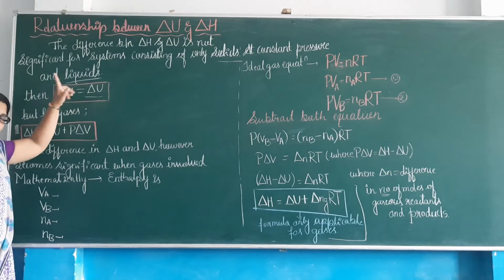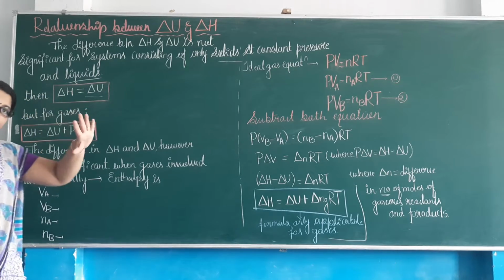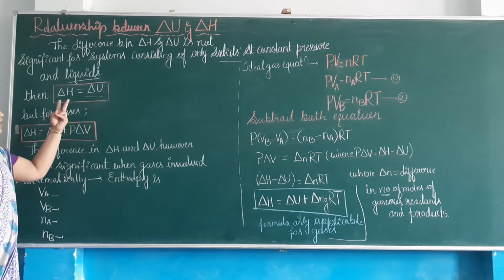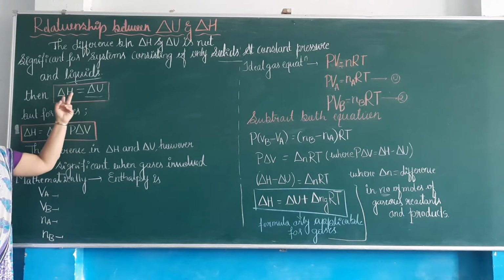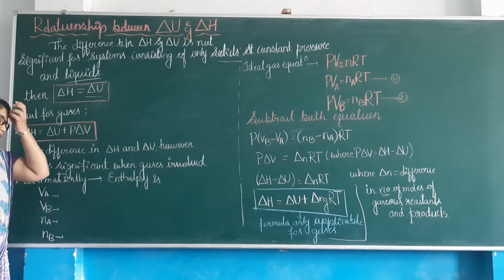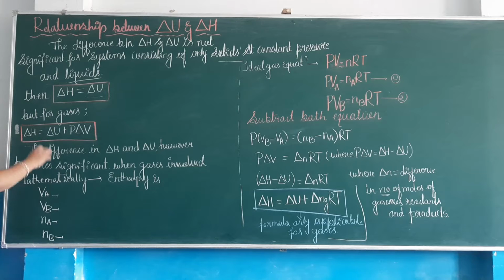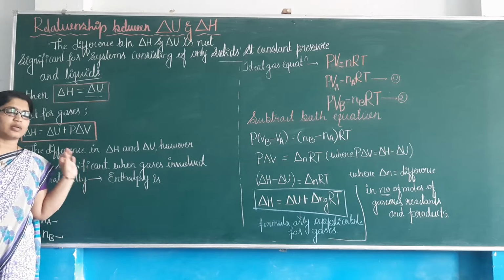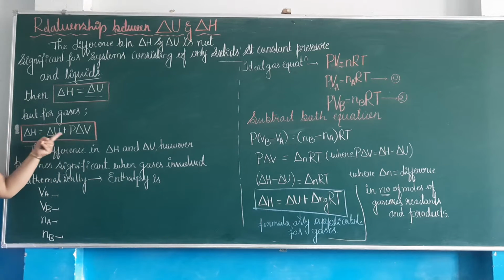So this is the expression we write for solids and for liquids. For solids and liquids, the relationship between delta U and delta H is that they become equal to each other. But for gaseous particles, change in enthalpy is considered as change in volume. The thing is, pressure will be constant. Since pressure is constant, we call this change in enthalpy. Enthalpy will be considered the criterion under constant pressure.